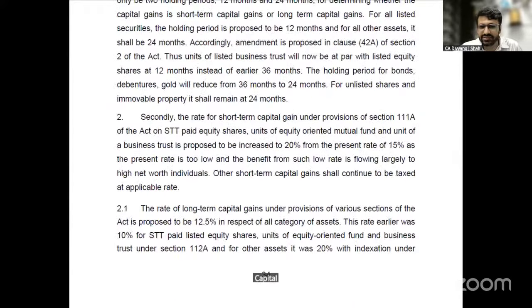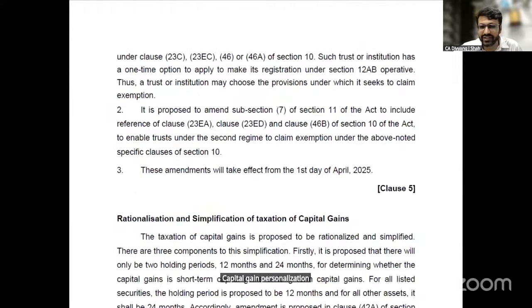Capital gain rationalization. Earlier, different limits for holding period were there, but now only two limits will be there, 12 months and 24 months. Above 12 or 24 months it is long term, and below this, it will be a short term capital asset.